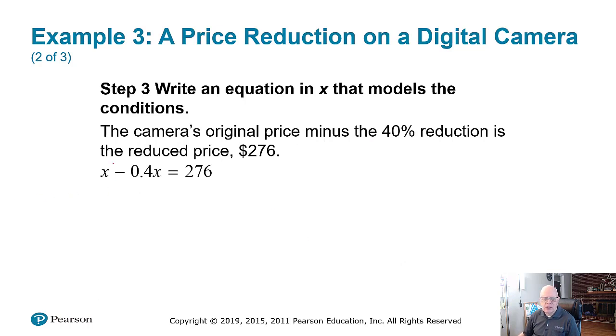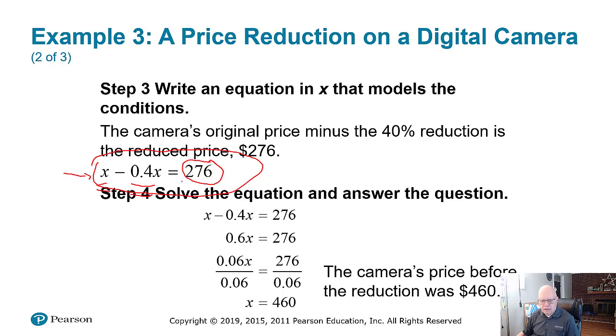So here's the equation. There's the original price X, the reduction 0.4X, or 40% of X, and this is what you paid after the reduction. Solve this equation, and you get the original price. So here we go. Combine those two X terms. Get 0.6X equals the 276 that you paid. And divide by 0.6. And here is the original price for the camera.